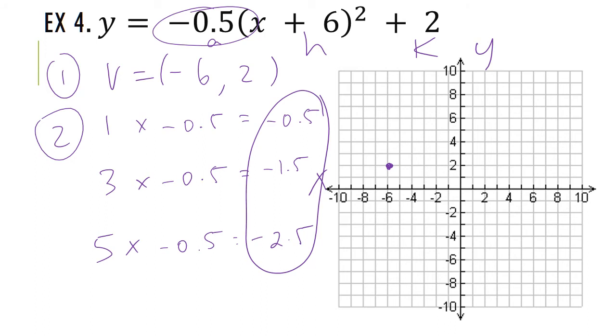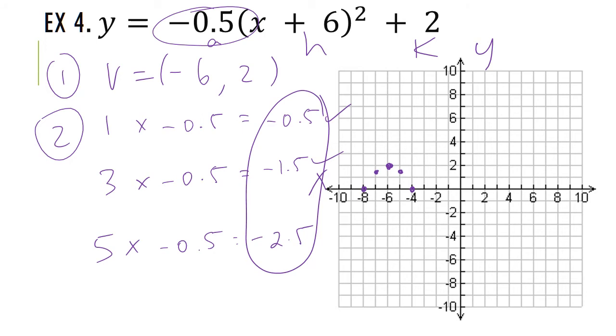So far we haven't had negatives, but we know a negative a value means opens down. So instead of going over 1 up, what do you think we do? We go over 1 down. And we're going to go over 1 down a half a square. So from our vertex, over 1 down a half a square on both sides. Okay, good. Now over 1 down 1.5. Over 1 down 1.5 puts us right there.